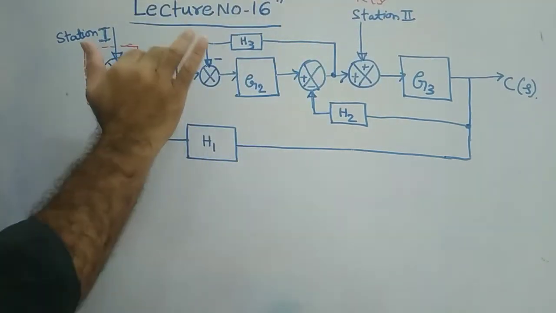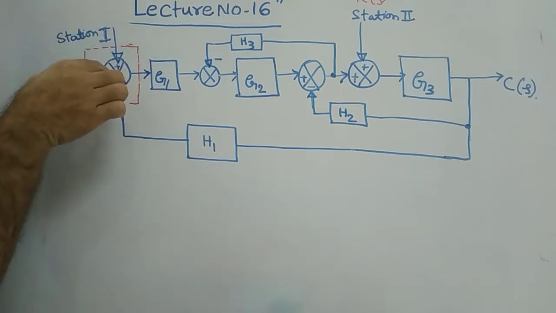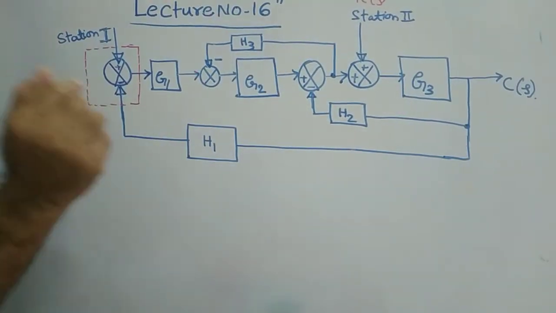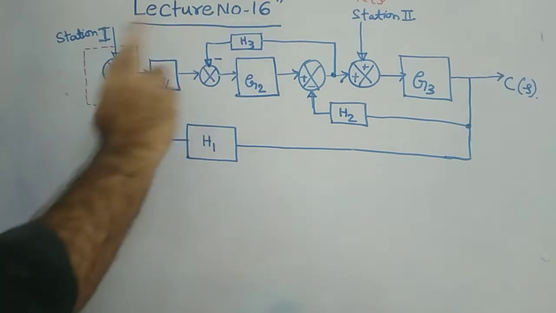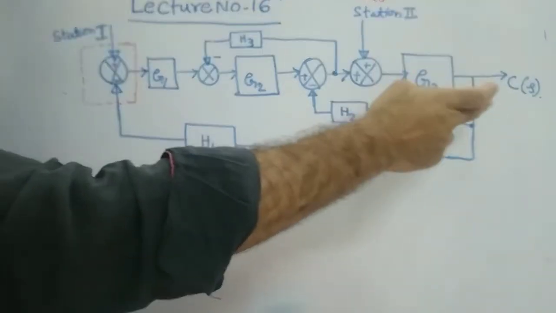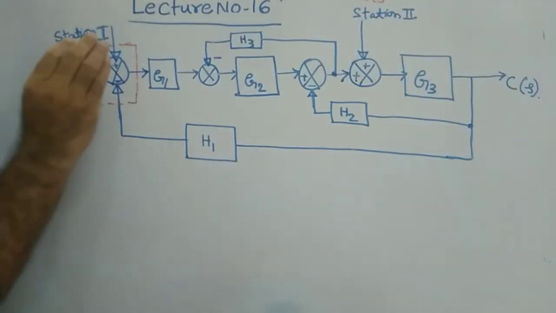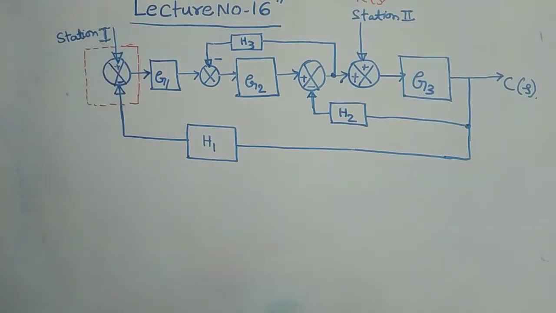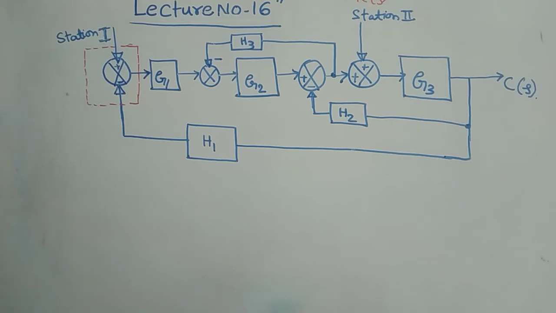In the last class we saw that if the input R of S is connected here, by putting this as 0, we obtained C of S by R of S. In today's class, it is just the reverse: the input is connected here now, and we find the ratio of C of S by R of S by putting this as 0. Therefore, if you put this as 0, we simply have to remove this summer.